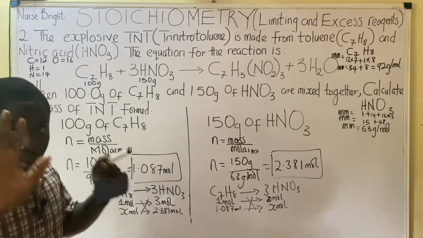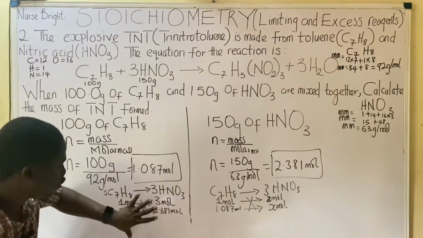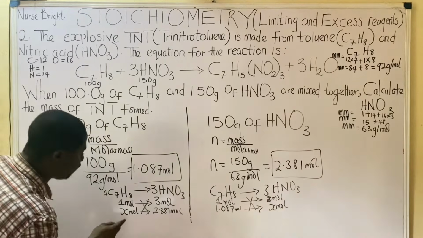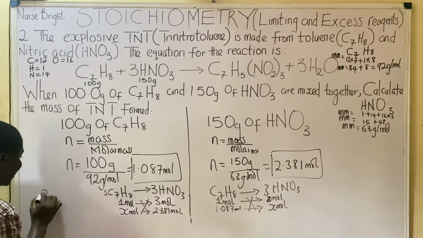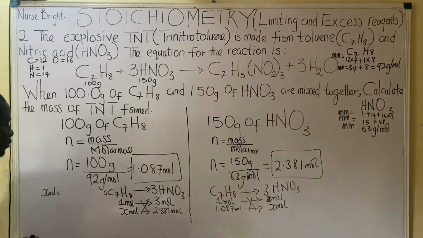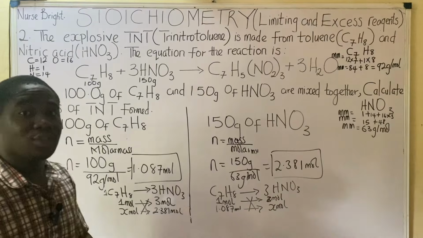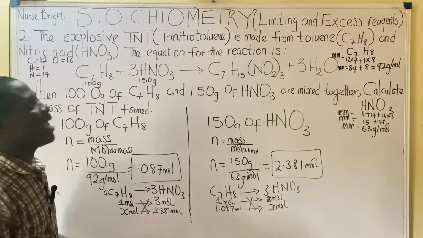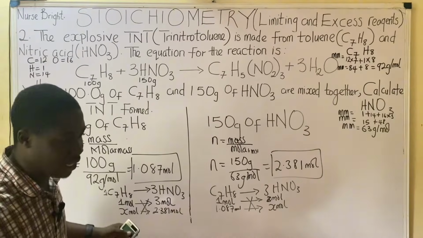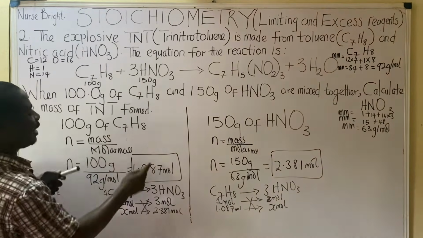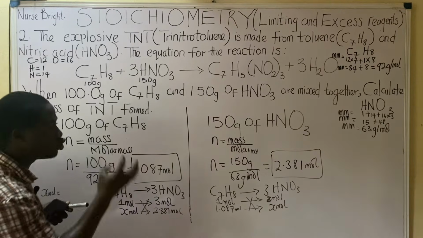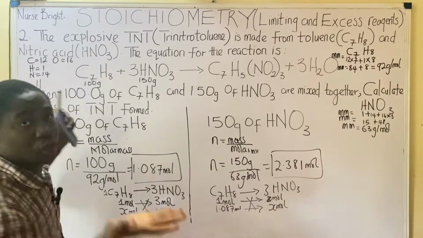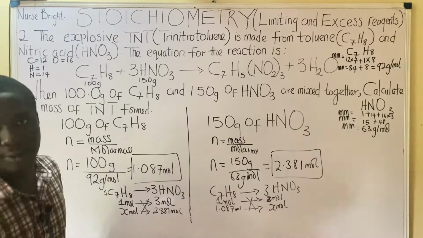Now, what am I trying to do? Watch. Let's focus on this only first. At the end of solving for x, at the end of looking for x moles of toluene, what I'm trying to do is to determine which of them is limiting or excess. Because at the start of this reaction, we were given 100 grams of toluene, which is equivalent to 1.087 moles of toluene. They are the same thing, just expressed in different units. 100 grams of this is the same as this, of toluene.